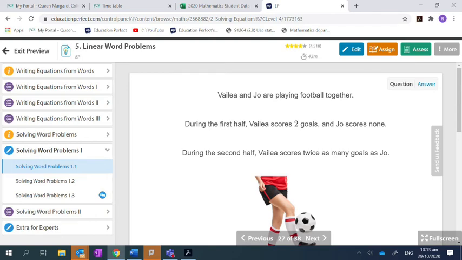Sarah and Joe are playing football together. During the first half, Valia scores 2 goals and Joe scores none. During the second half, Valia scores twice as many goals as Joe. Okay? So we have 2 people scoring here, right? Do you agree? And then our variable, the thing that's going to change, is the number of goals.